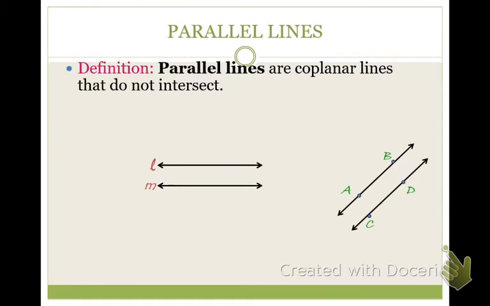So go ahead and write: parallel lines are coplanar and they do not intersect. So they are coplanar and do not intersect. Coplanar and do not intersect. What does coplanar mean? Points on the same plane, or just on the same plane. So here's what we're looking at.